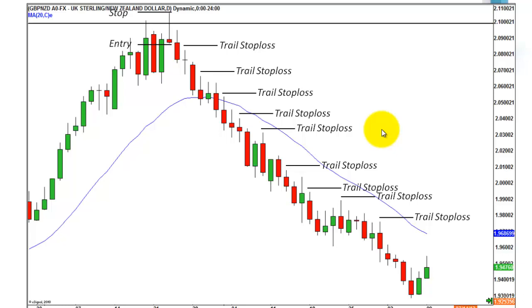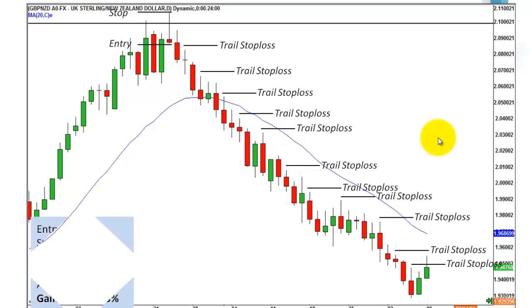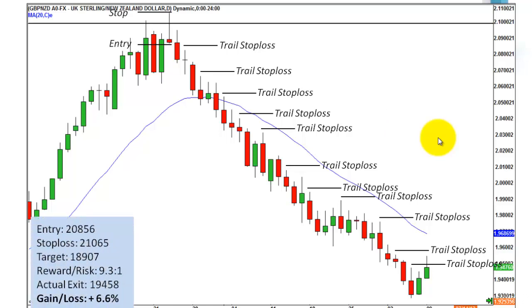We've got an objective way of managing the trade, and we can just constantly lock in profit, safe in the knowledge that our money is working for us. And the reward to risk was 9.3 to 1, which is a very handsome reward to risk. And our actual gain of this was 6.6, risking only 1% for this trade.